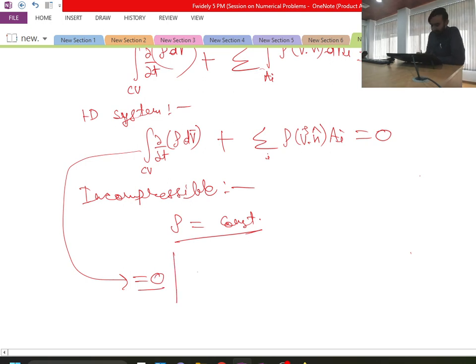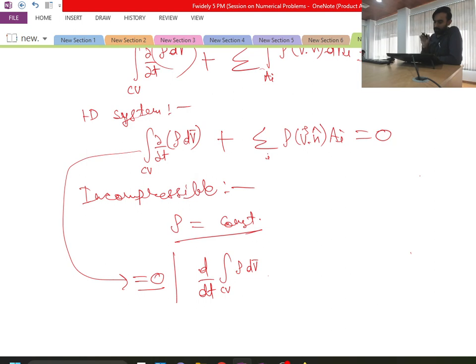How can I prove this? Because I can write it as nothing but d by dt of the control volume rho dV. Now this control volume size is fixed. So this integration will give me a unique value of mass, and dm by dt will become equal to 0. So this will be 0.